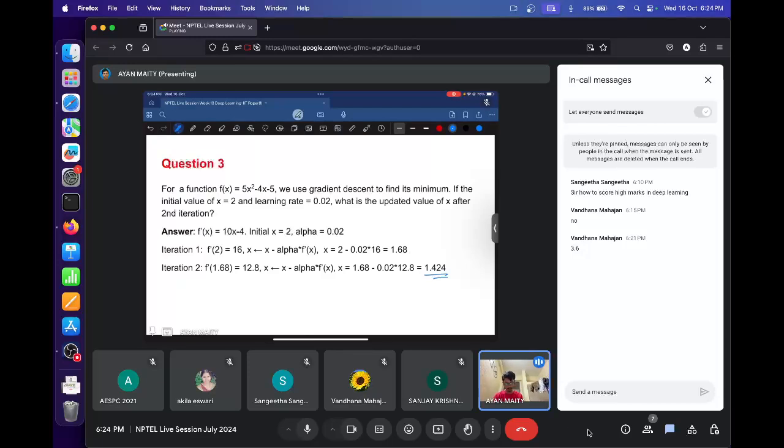So first you have to find the derivative, and then for the first iteration you put the value of initial x into alpha, the learning rate (alpha is the same as eta), into f dash x, and then again do the same process for the second iteration. In the second iteration the value of x has changed, so f dash x would also change. So this is how you have to compute the minimum of a function using gradient descent.